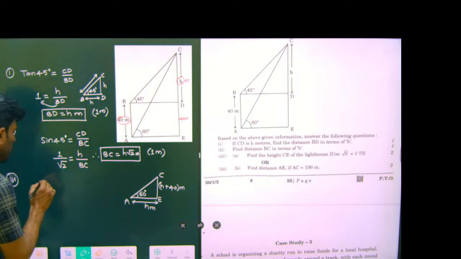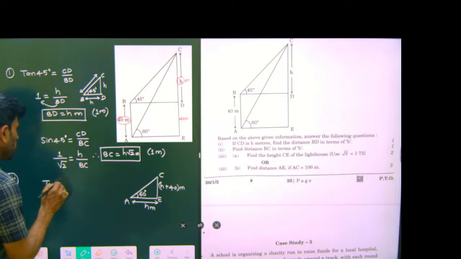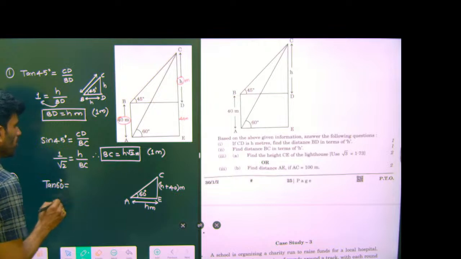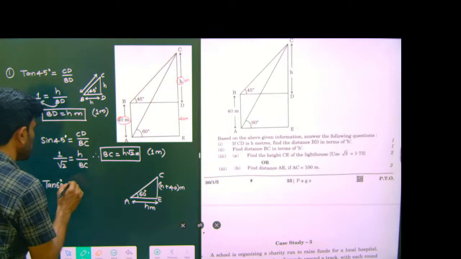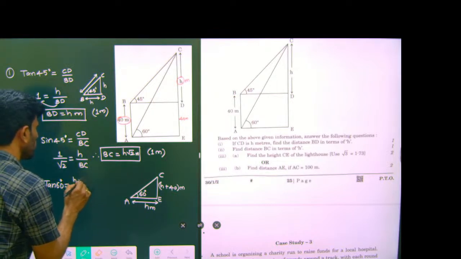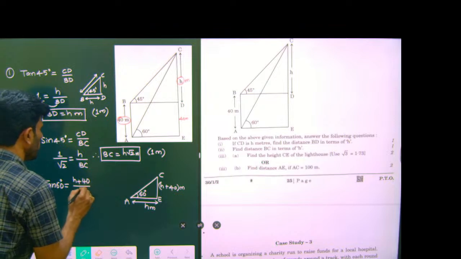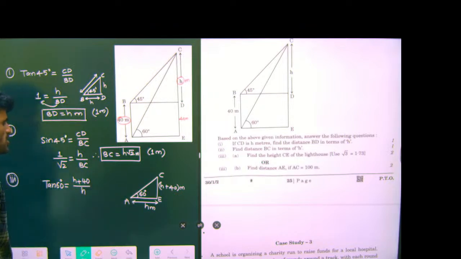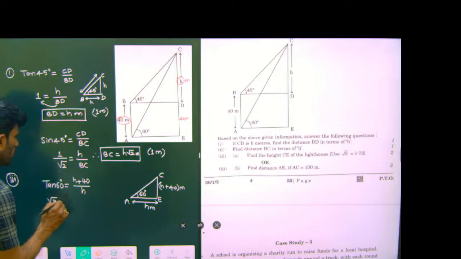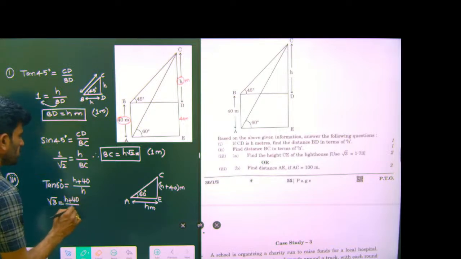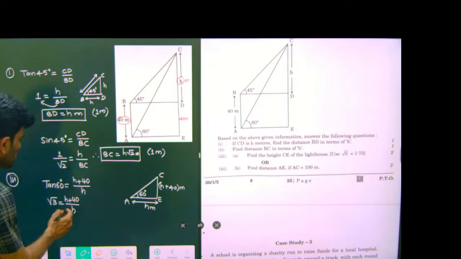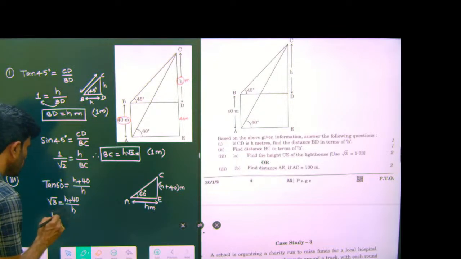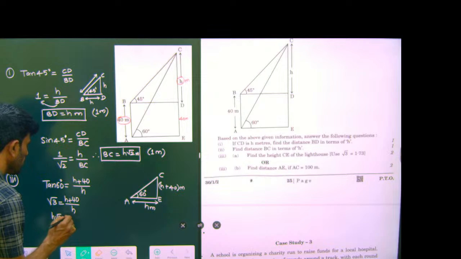So tan 60 degrees is equal to CE by AE. CE is nothing but H plus 40, by AE is H, so H plus 40 by H. Tan 60 degrees is root 3. So root 3 is equal to H plus 40 by H. After doing cross multiplication, send H this side. We get H root 3 is equal to H plus 40.